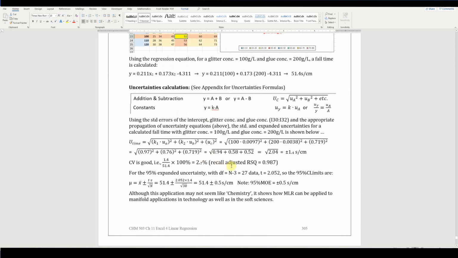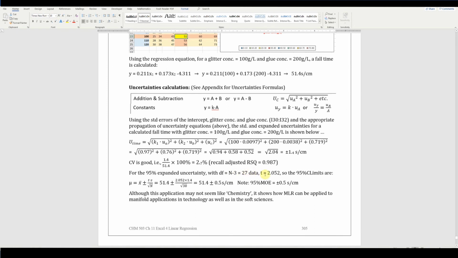So I don't mind expanding this one up to a 95% uncertainty. Recall the formula is the population mean is x bar plus or minus t times s over root of n. N is the number of samples. T is the t-value, which we get from a t-table or use an Excel function, equals T.INV.2T. It's a two-tailed test. So for that, you'd specify n minus 3 as the number of degrees of freedom. That's 27 degrees of freedom.